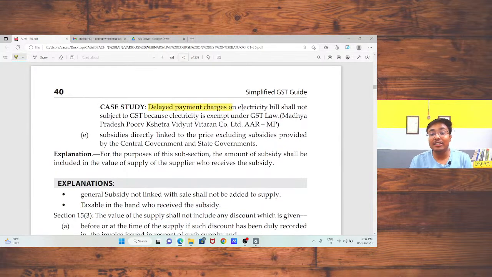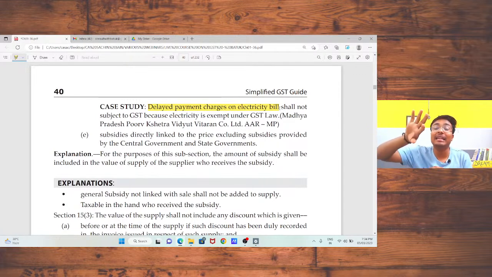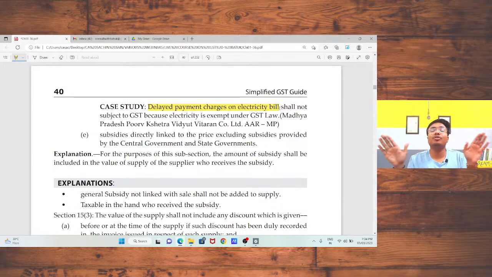Delayed payment charges on electricity bill shall not be subject to GST because electricity is exempt under GST. If there are any delayed payment charges on the electricity bill, in that case there is no GST, because the electricity bill itself is an exempted supply. The same decision is provided by the AAR authority Madhya Pradesh in Madhya Pradesh Purva Kshetra Vidyut Vitran Nigam Limited.